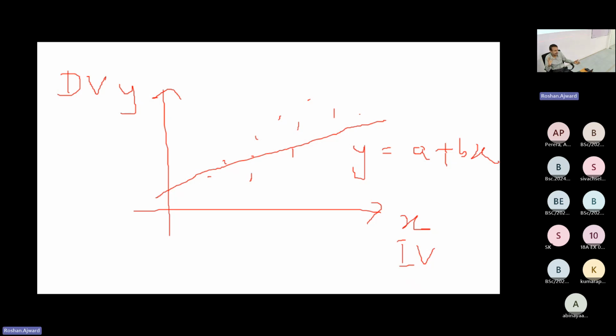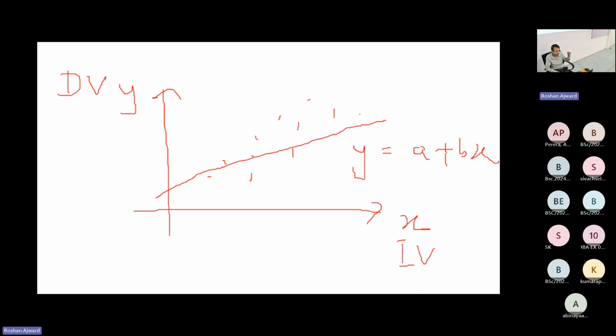In your O levels, you studied the equation of a straight line. What's that? Y equals A plus BX. Right. Now you know what Y and X are. What's Y? The dependent variable. Here, what's that? The sales revenue. Y is the sales revenue. X is the advertising expense. Then what are A and B?